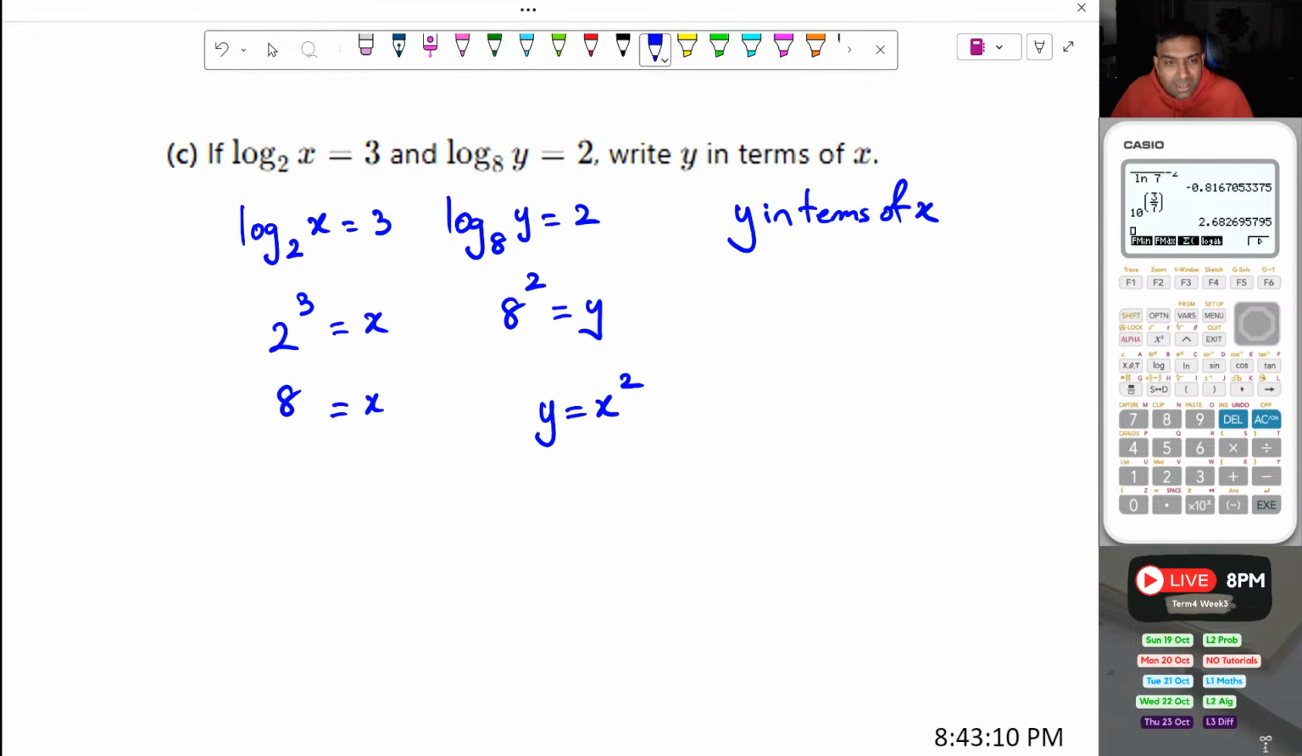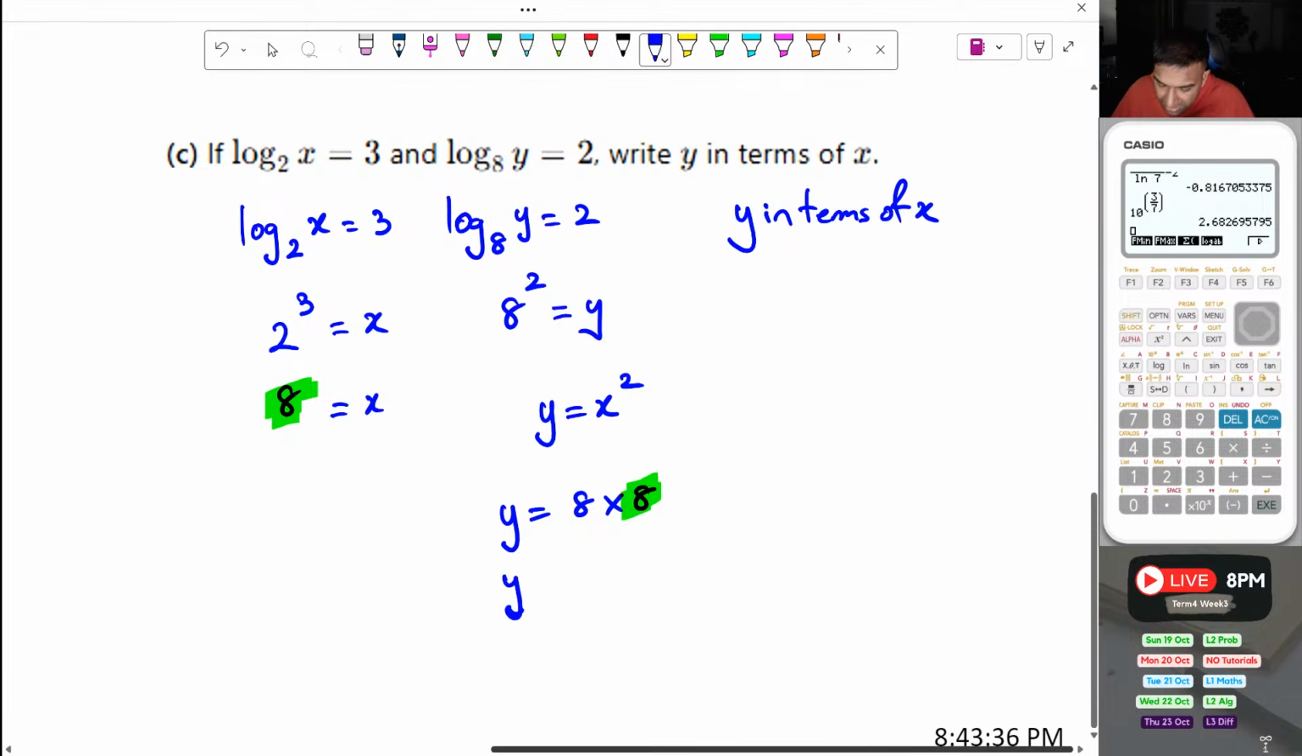But interestingly enough, I don't know if you can get 4x. You can get x squared, but you can also get 8x. The reason you get 8x is because you can say that y is equal to 8 times 8. It's just an odd question. One of the 8s, you could write as 8 times x, or you could write it as x times x, which equals x squared. So either way, you're going to get that. You could write 8 as 2 to the power of 3 and rearrange it that way as well.